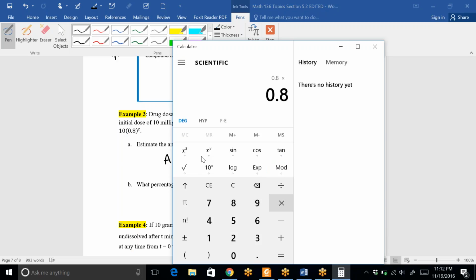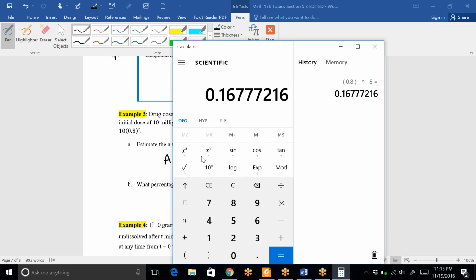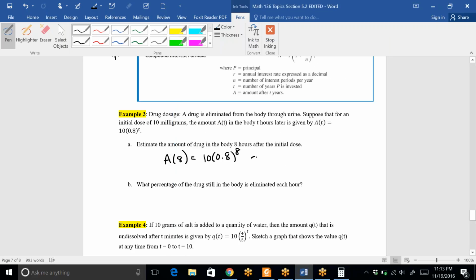So 0.8 to the 8th power, times that by 10. Looks like that is 1.7 milligrams. Then it says, what percentage of the drug still in the body is eliminated each hour? Well, we'd have to get a couple hours' estimates to know that. So why don't we do the hour right after this one?